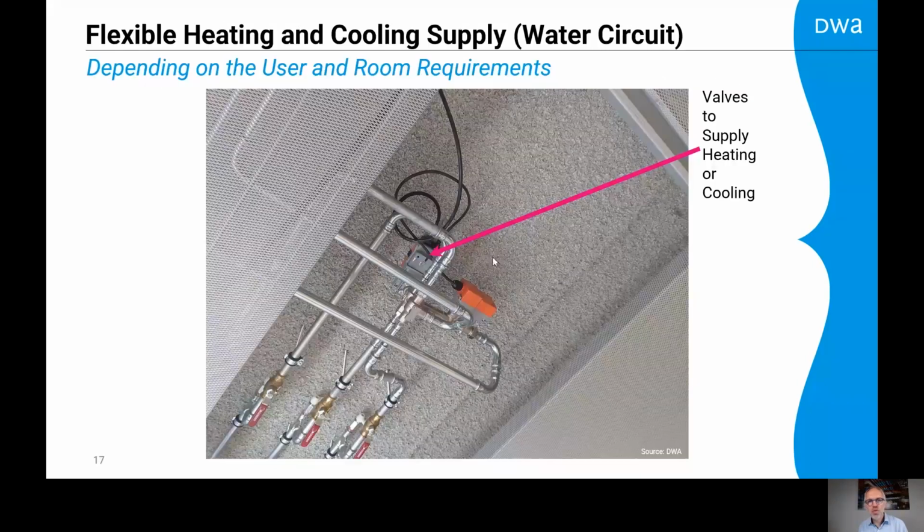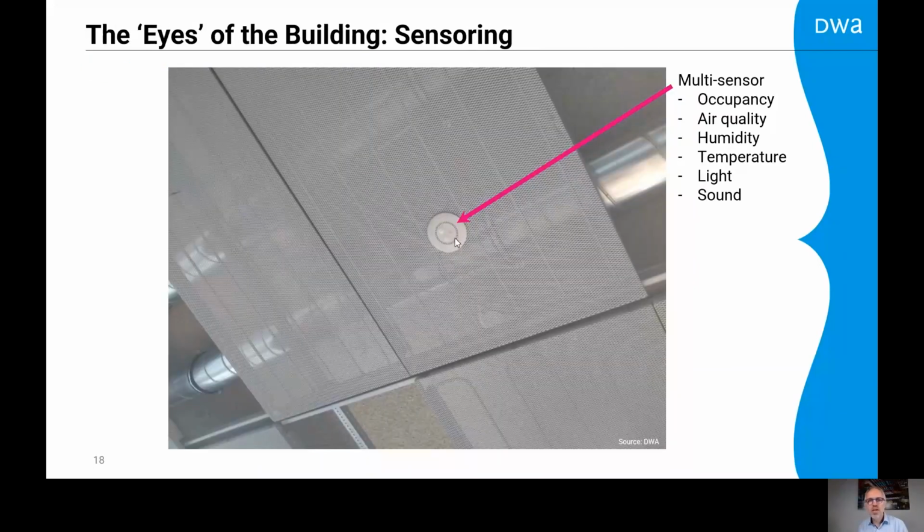Therefore, we use control valves. And here you see an intelligent one. Depending on the user and room requirements, it is decided whether heating or cooling is delivered. Well, how does the system know what the user and room requirements are? Well, therefore, we use sensoring.